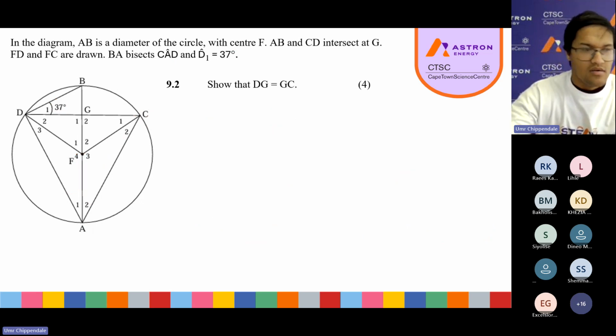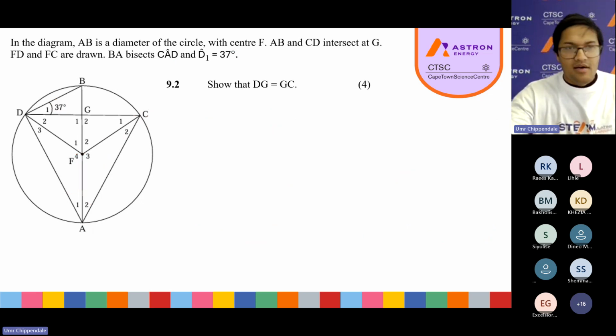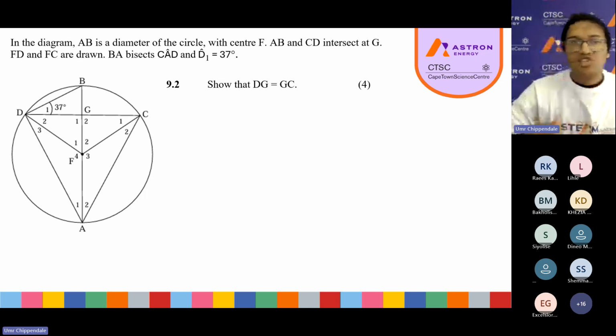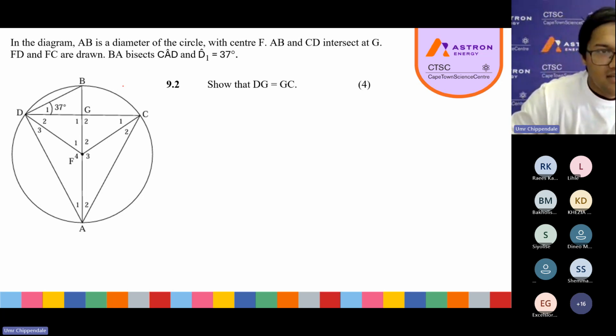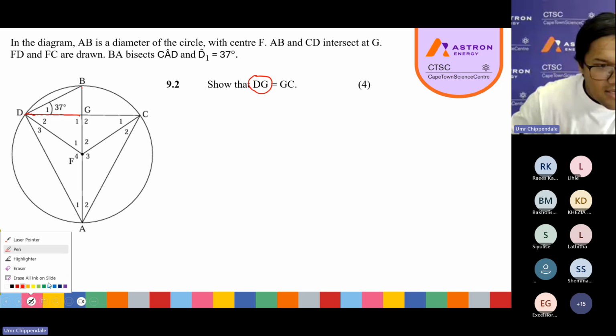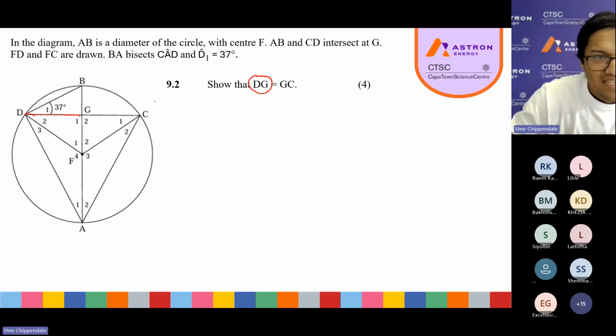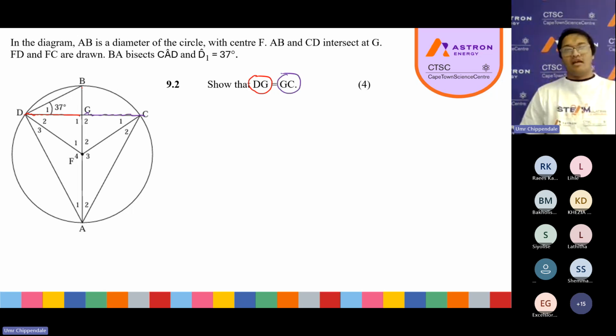Okay, now 9.2. Show that DG is equal to GC. So where is DG? DG is this line over here. I will circle it so we know that is speaking to that. And GC, this line, is this one here. So now we need to show that these two are equal to each other, right?